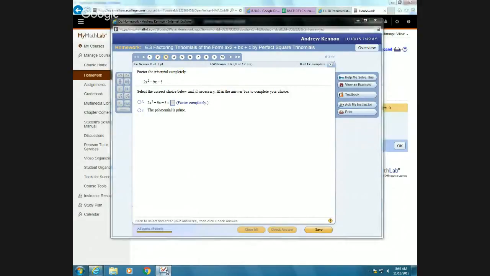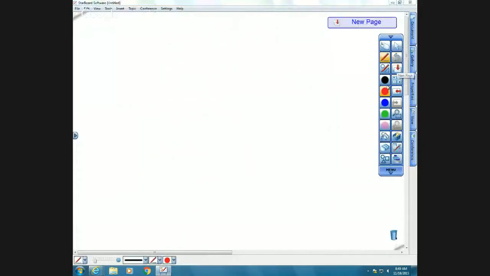All right, so the next section, 2x squared minus 9x. We may not get all the way into this, but I'm going to do kind of half of it today.